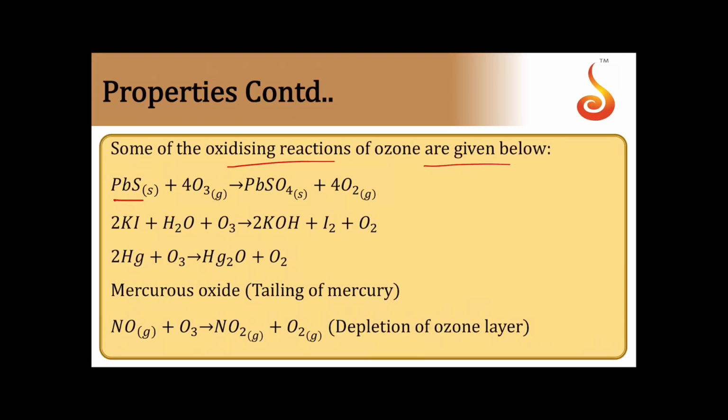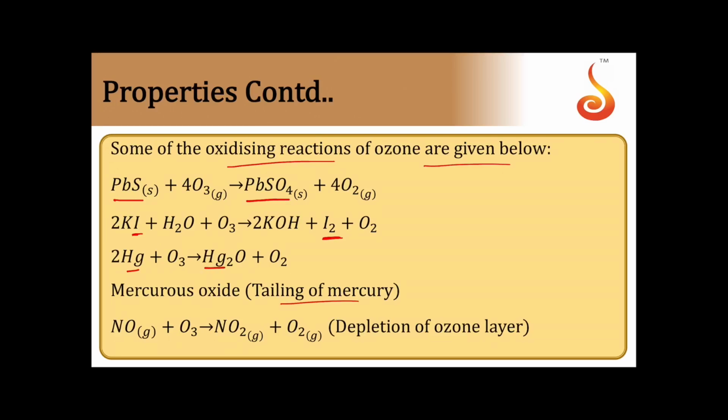It oxidizes lead sulfide to lead sulfate. It oxidizes potassium iodide to iodine. And then mercury to mercurous oxide. It is actually known as tailing of mercury.